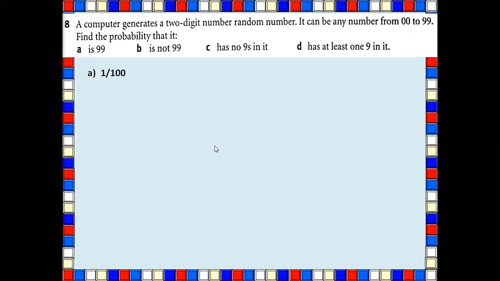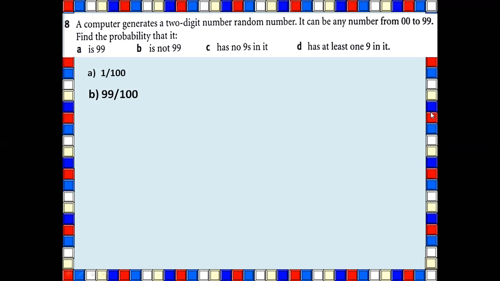Oh, okay. We found it in part A: a number which is 99 is 1 over 100. A number which is not 99 is 99 numbers out of 100. Again, why are we using 100 in the denominator? Because the computer started choosing numbers from 0, so there's an extra number. Okay, thank you, Rain.